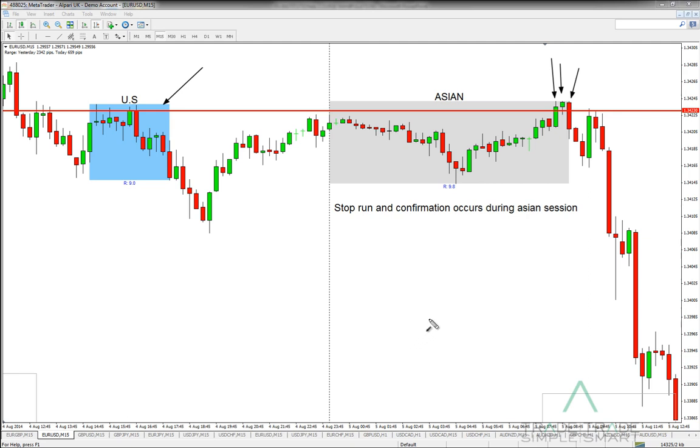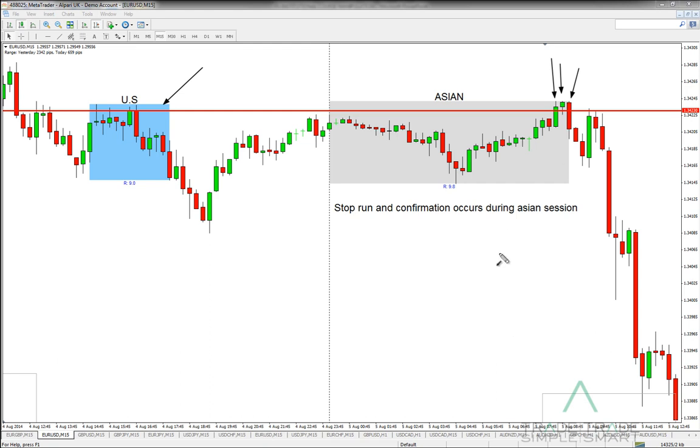Now, the stop run and the confirmation have both occurred during the Asian session. Ideally we want the confirmation to occur during the London session. So if we see the stop run happen just prior to the London Open, our preference is that we see the confirmation during the London Open.